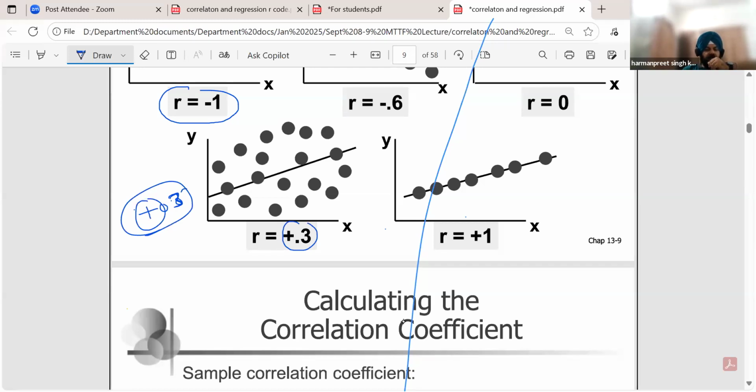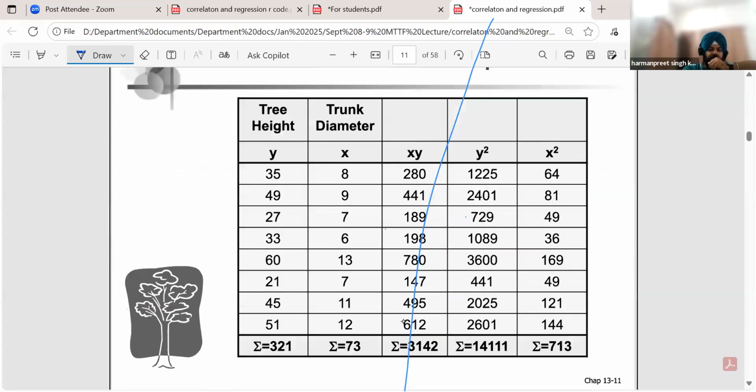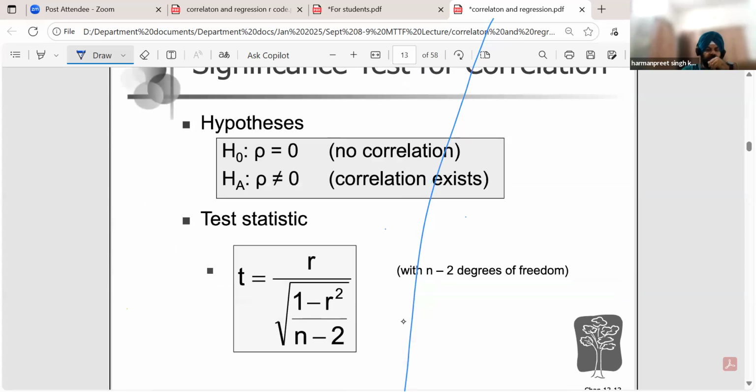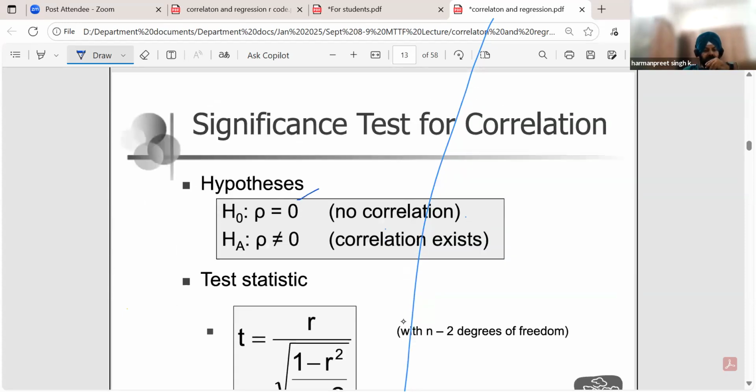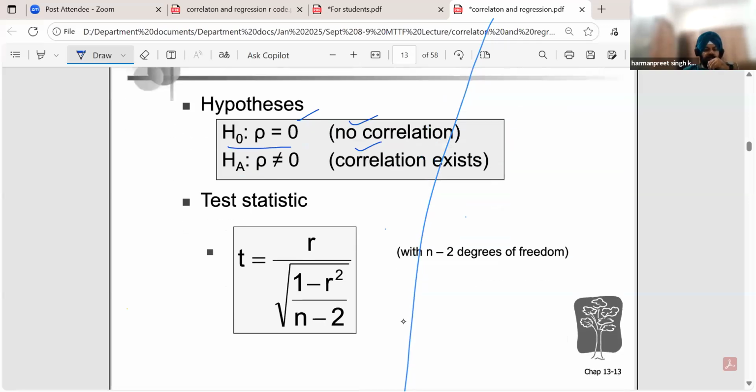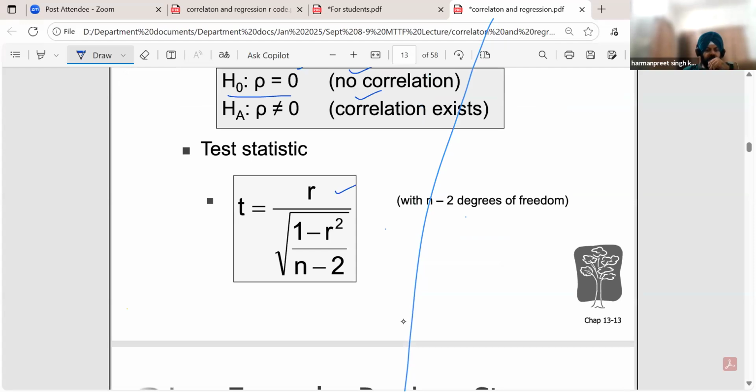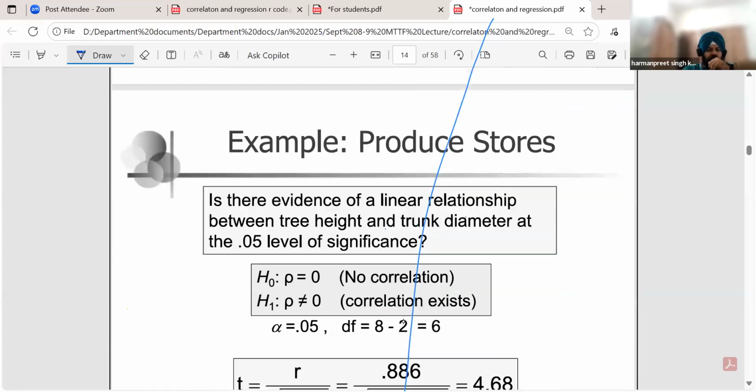Now, to check whether this relationship is statistically significant or not, during the testing we have a method called testing for the correlation coefficient. We assume that rho is equal to 0, meaning no correlation exists, against rho not equal to 0, meaning a correlation exists. I explained this formula earlier: t equals R divided by the square root of (1 minus R square) divided by (n minus 2), with n minus 2 degrees of freedom. Although this formula is not required for you, right?